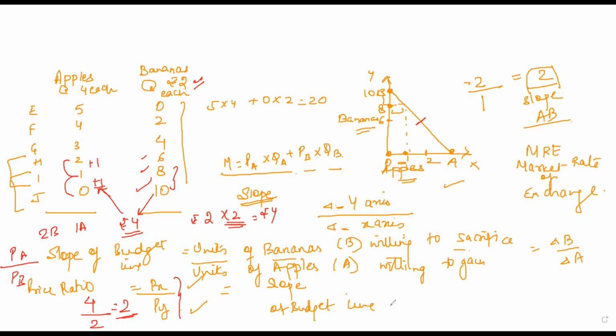And since we have already assumed this Px and Py, that is the price of the two commodities, to be constant, on this basis only, we are computing delta x, delta y. The change is also on the same basis. So basically, the price ratio will remain constant. The price ratio will remain constant. And that means the slope will also remain constant. I hope this much is clear.